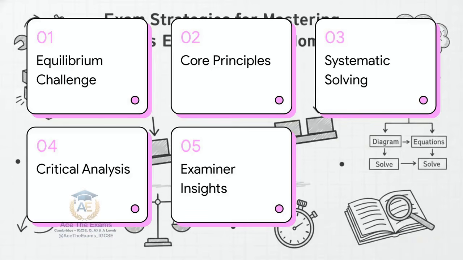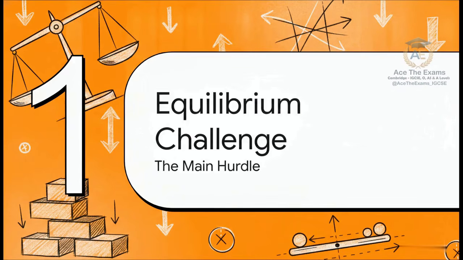To fix this, we are going to follow a clear blueprint today. We'll cover 1. The equilibrium challenge, 2. Core theoretical principles, 3. Systematic problem solving, 4. Critical analysis tools, and 5. Examiner insights and strategy. Okay, let's jump right into Section 1, the equilibrium challenge, and address the absolute main hurdle students face when encountering these questions.